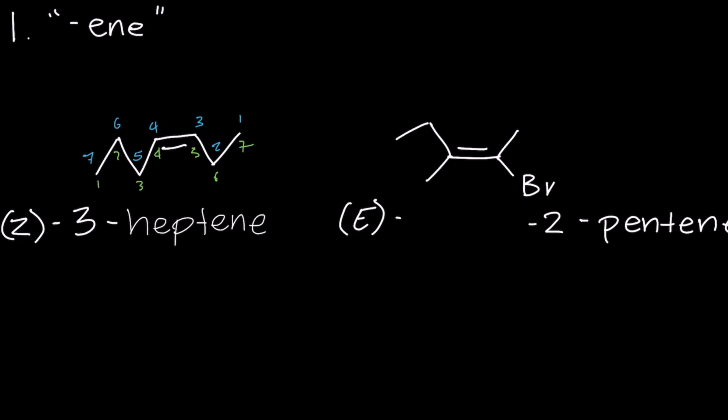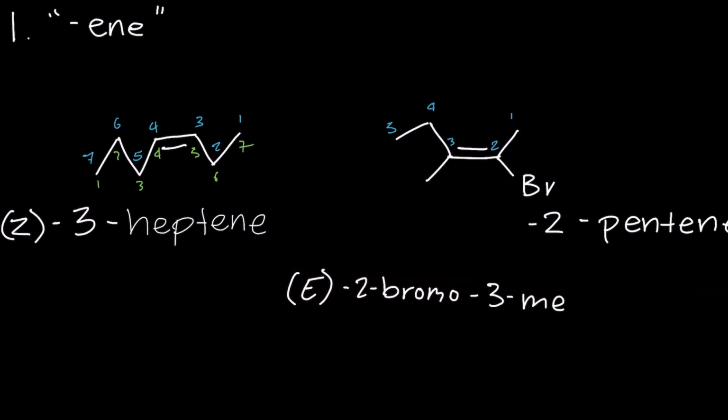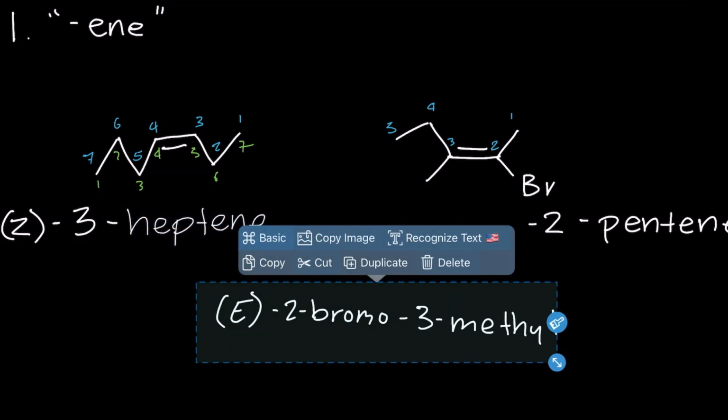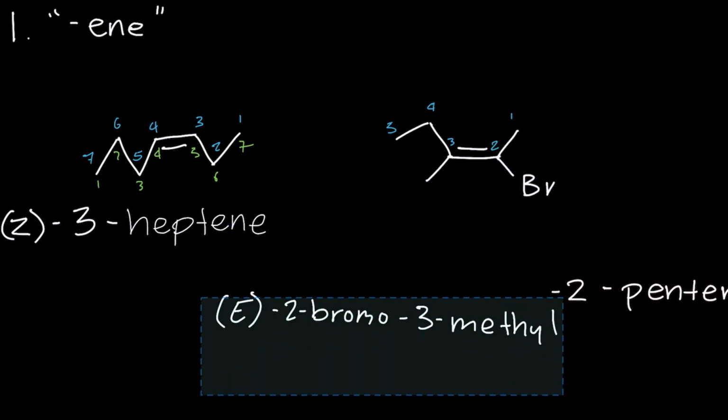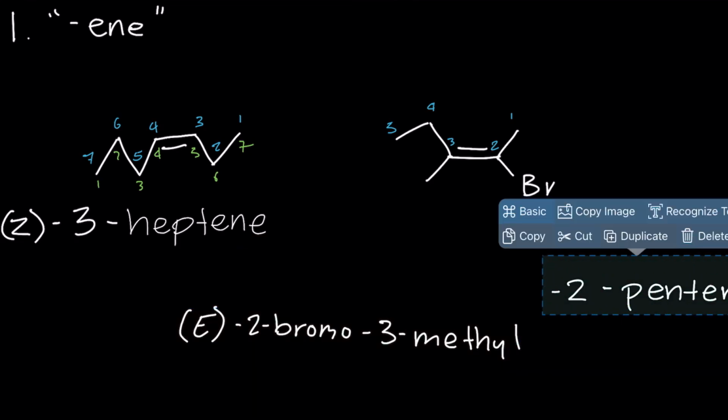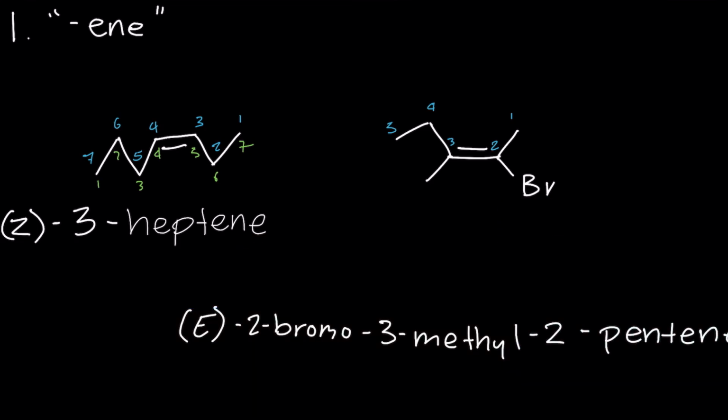Now let me actually write it out. 1, 2, 4, 5. And I should see that there's a methyl on 3, and there's a bromo on 2. I'm just gonna write 2-bromo. Oh no, I'm out of space. Okay, goodness gracious. 2-bromo, 3-methyl, 2-pentene would be the name of this molecule. Oh my goodness. Okay. There we go. This would be the name for this molecule here.